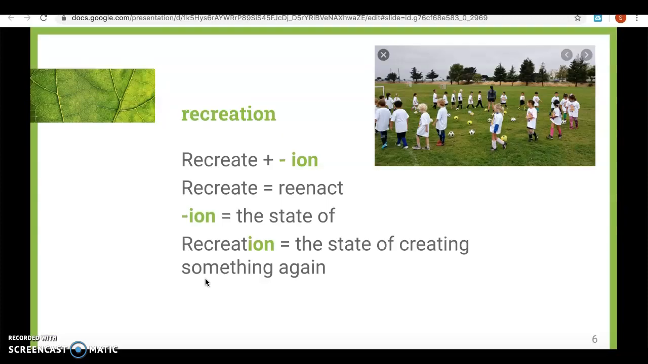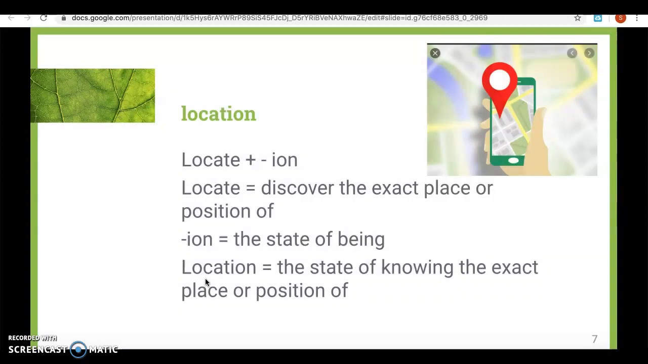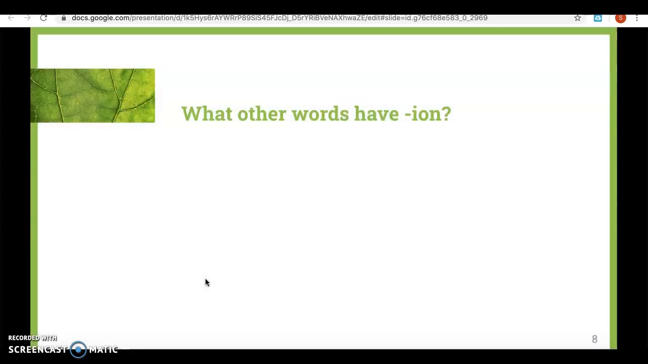Recreate is to reenact, so recreation is the state of creating something again. Location. If I take locate, which means discover the exact place or position of, and add the state of being, I get location, the state of knowing the exact place or position. What other words can you think of that have ion? I'll be asking you during our Zoom meeting at 10 or at 5.